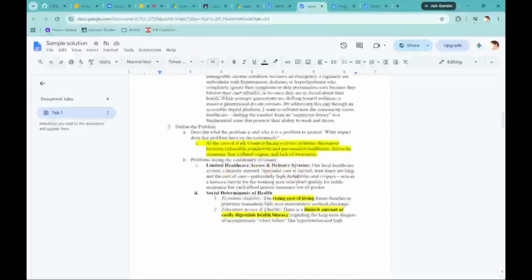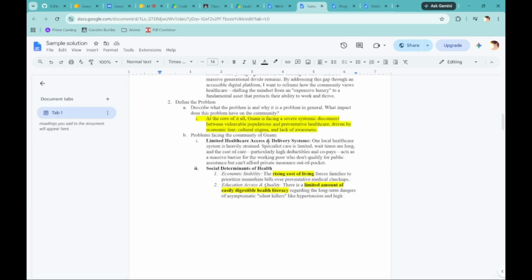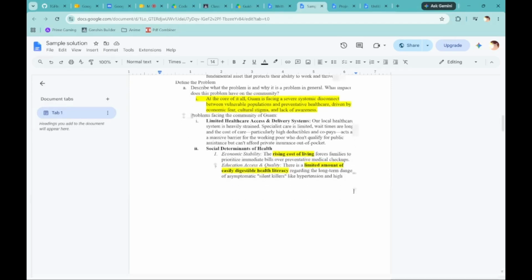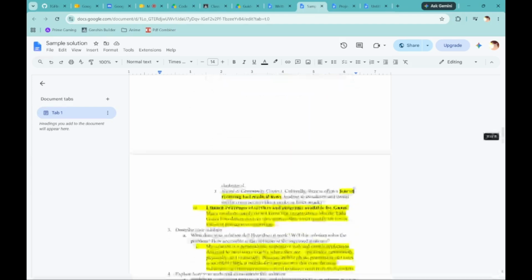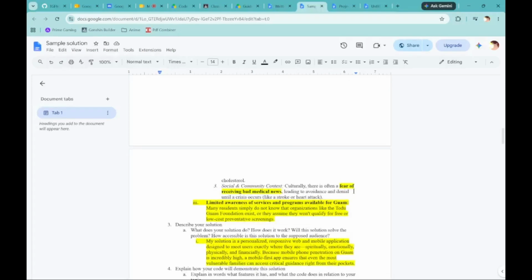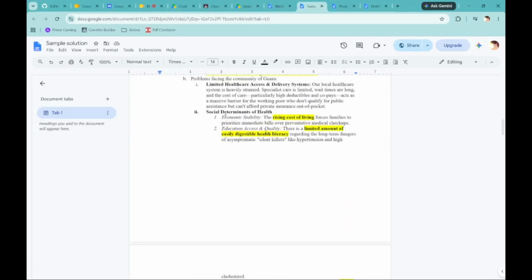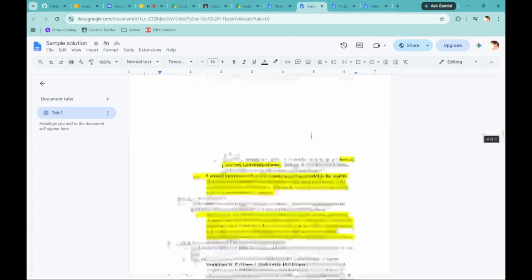And then he defined his problem, right? So at the core of it all, Guam is facing a severe disconnect between vulnerable populations and preventive healthcare. So this is the problem that he is going to slowly work to fix. You can see how this is pretty broad. And then he breaks it down into smaller issues that lead to this major issue that he's trying to cover. So limited awareness of services, and then there's social determinants and limited healthcare access.